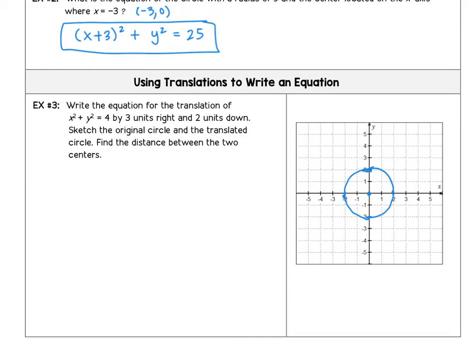So the next one I'm going to do in red. Okay, so from this center I'm going 3 units to the right, 1, 2, 3, and down 2. So that's my new center. So my new center would be 3, -2. So if I write my new equation, this is going to be x minus 3 squared plus y minus -2, so I'm going to go ahead and put plus 2, squared equal to 4. So that's the new equation.